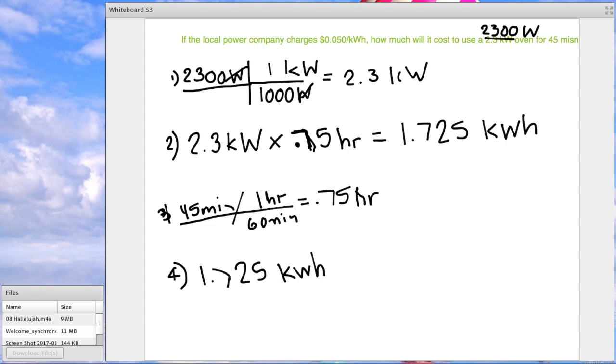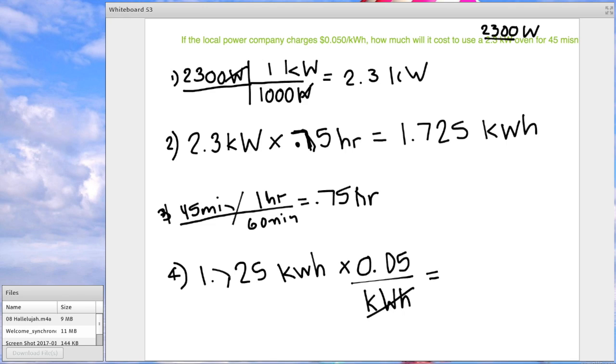Just a hint, if you get a huge number, you did it wrong. If it costs you like $30 to turn on your oven for 45 minutes, nobody's going to cook at home. They're going to go buy stuff somewhere else. That's way too expensive. So just see if your answer makes sense. If it says that your light bulb cost $10 for an hour, I know electricity is expensive, but it's not that much. You couldn't afford that. So just use some common sense.